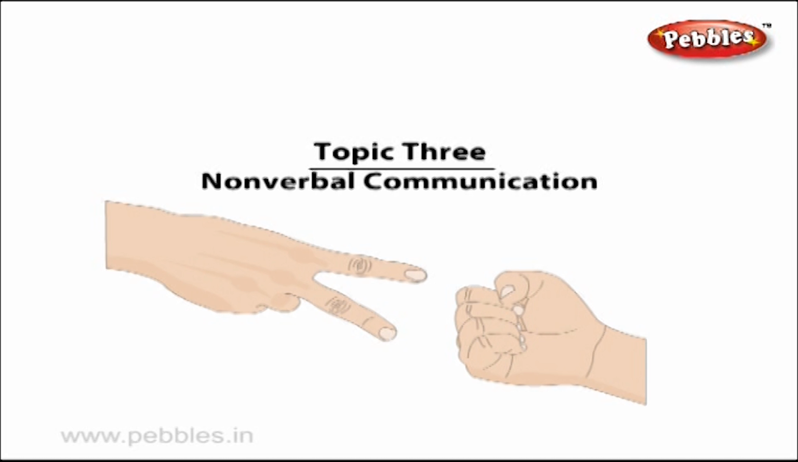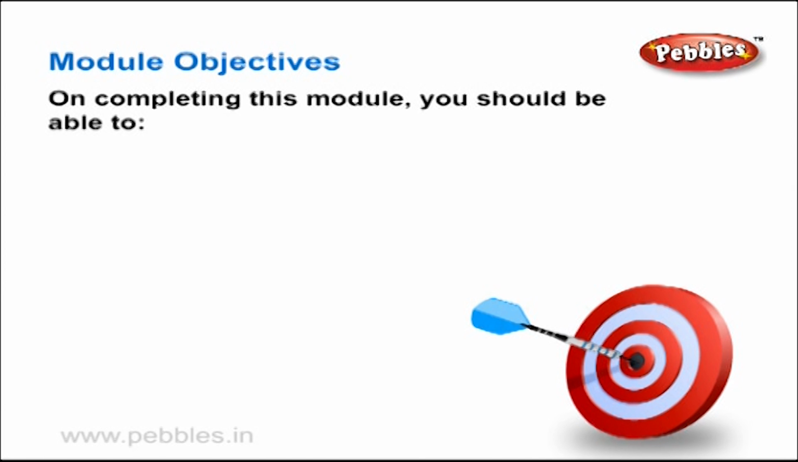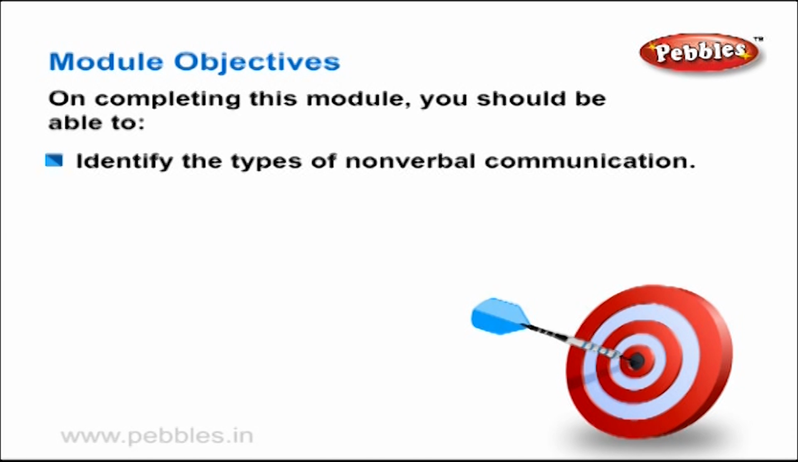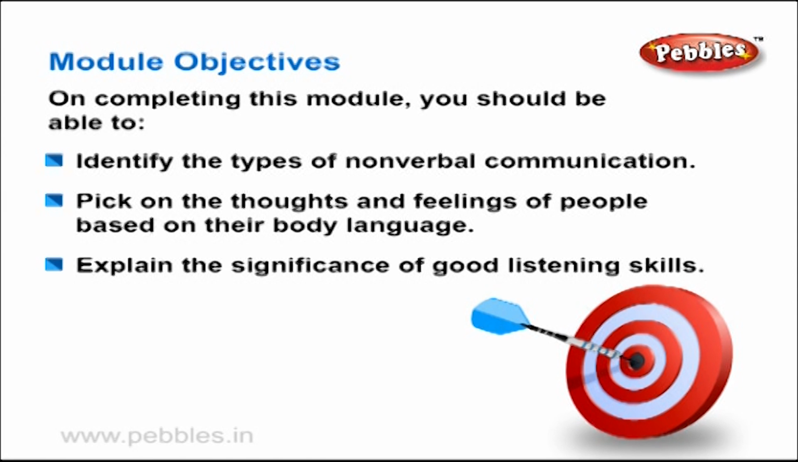Topic 3. Nonverbal Communication. Objective. On completing this module, you should be able to identify the types of nonverbal communication, pick up on the thoughts and feelings of people based on their body language, and explain the significance of good listening skills.